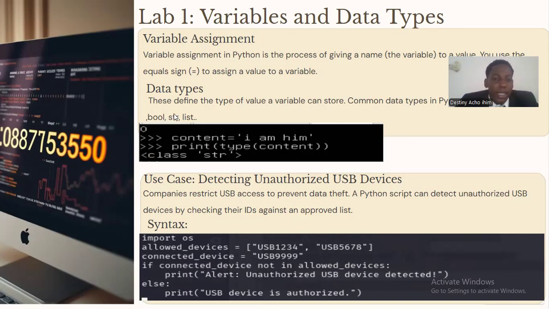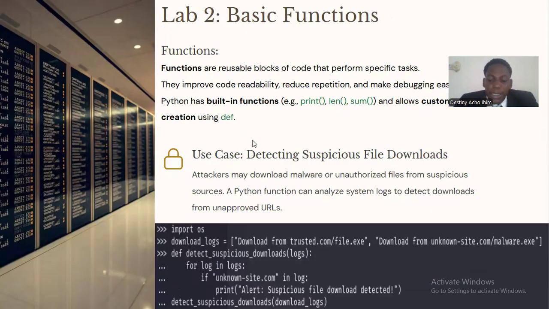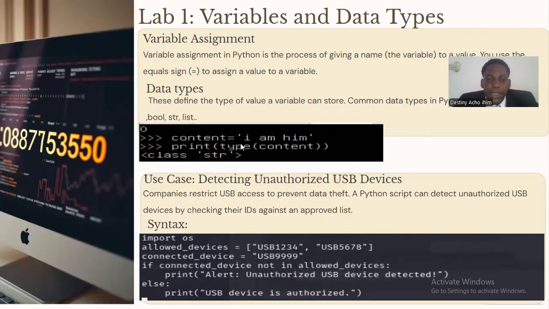In the example that I give here, content is equal to this string right here. And in order to get the data type, we input print type and then the name of the variable, which is content. And in this scenario, the data type is string. So now we're moving to the use case.